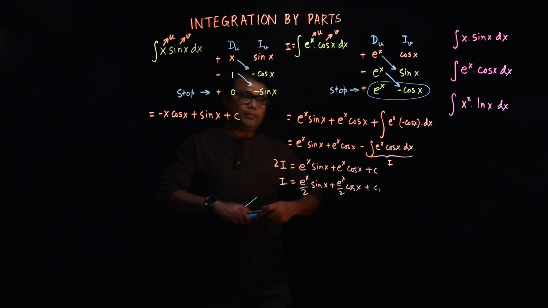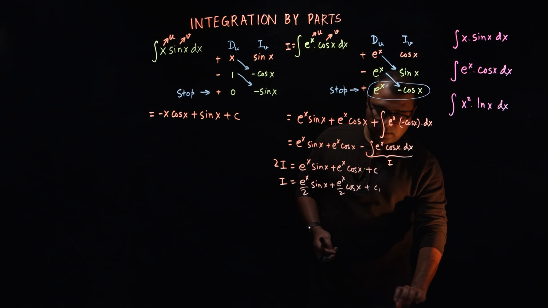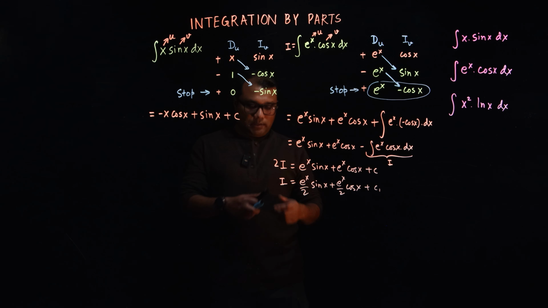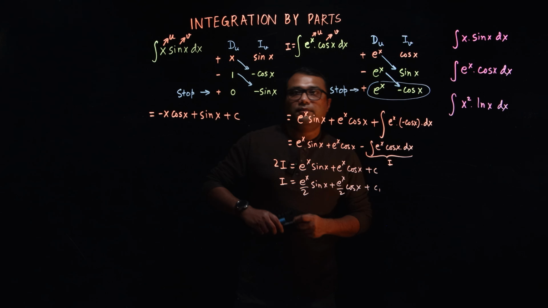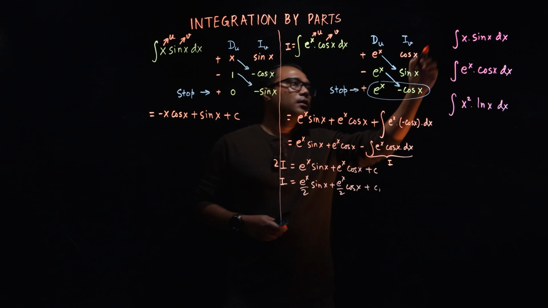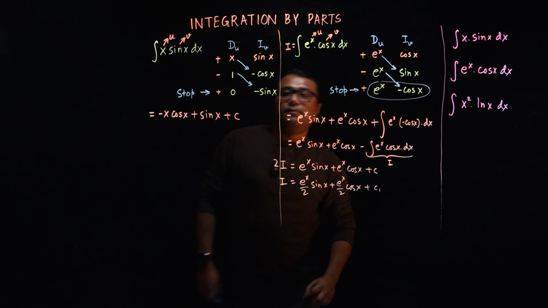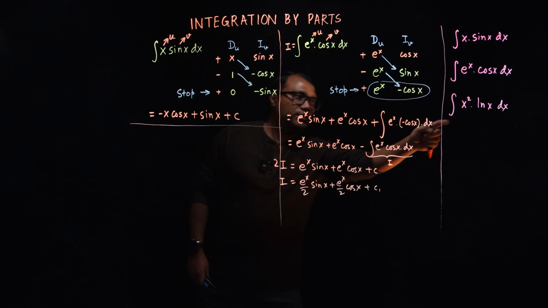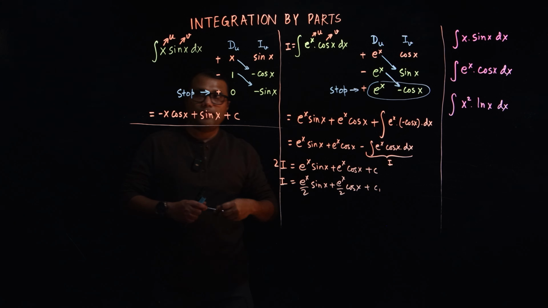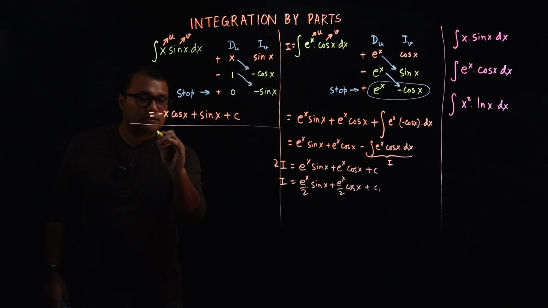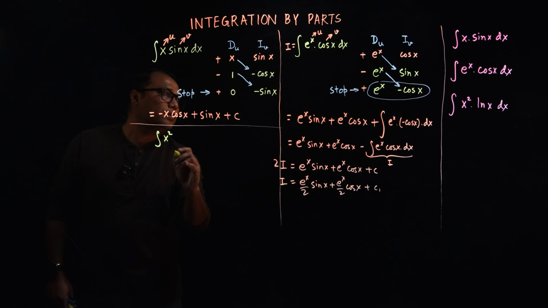Okay? All right. I wish I had some space to do the same one by the side, but we can do it probably here. I will just demarcate this. Okay. Let us do this one here. So, the integral is x square ln x dx.